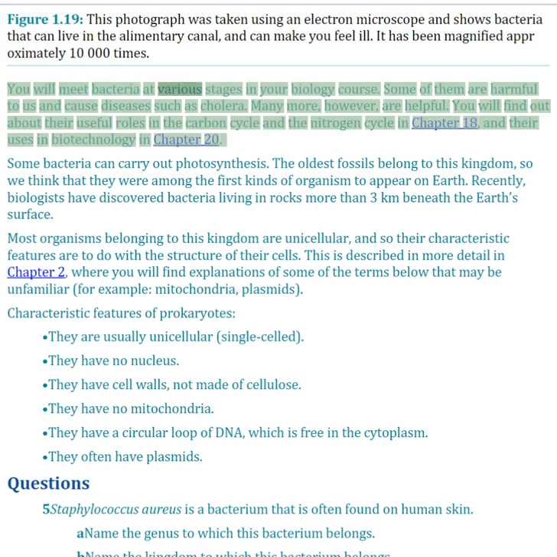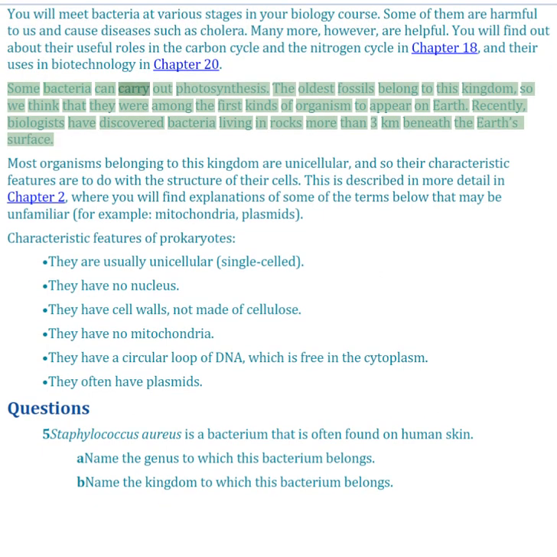You will meet bacteria at various stages in your biology course. Some of them are harmful to us and cause diseases such as cholera. Many more, however, are helpful. You will find out about their useful roles in the carbon cycle and the nitrogen cycle in Chapter 18, and their uses in biotechnology in Chapter 20. Some bacteria can carry out photosynthesis. The oldest fossils belong to this kingdom, so we think that they were among the first kinds of organism to appear on Earth. Recently, biologists have discovered bacteria living in rocks more than 3 kilometers beneath the Earth's surface.